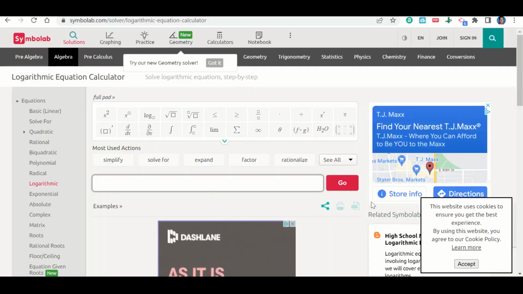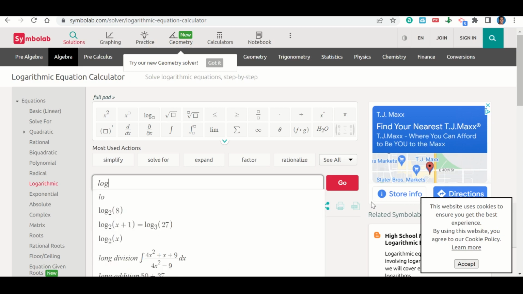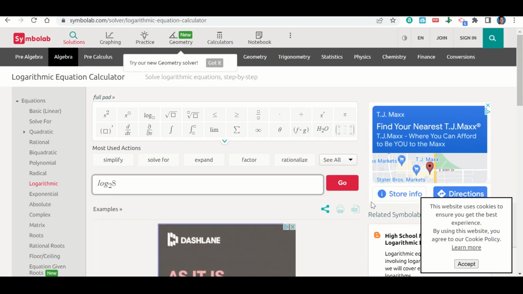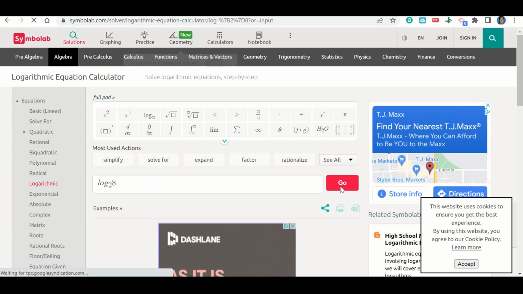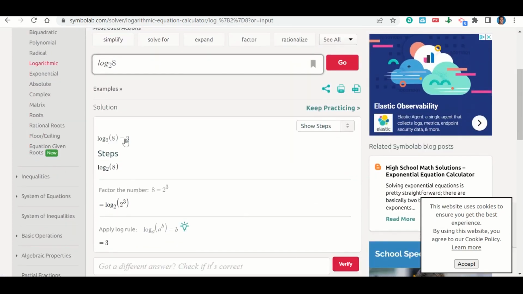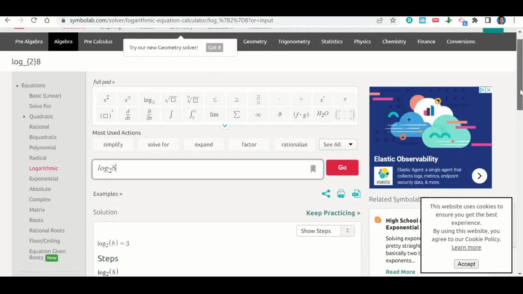Let's talk now about how to use the logarithmic equation calculator to check your work when dealing with logarithms. So let's say that we were given log base 2 of 8, and we needed to solve this. Well, we can go ahead and enter that in and click go. And it tells me exactly what the answer is. It says log base 2 of 8 is 3. And it gives me steps to show me exactly how that works. So that's one way you can check just a simple logarithmic equation.